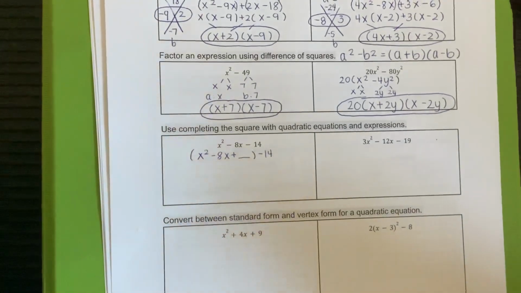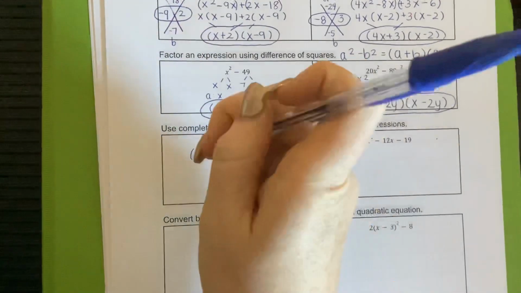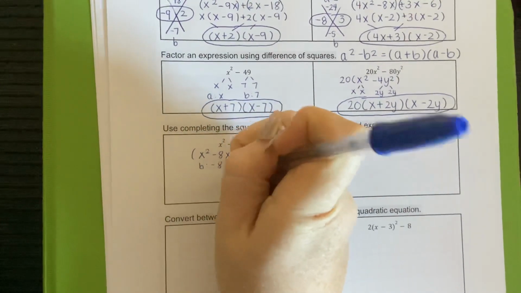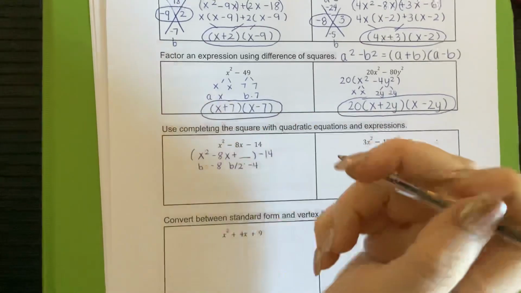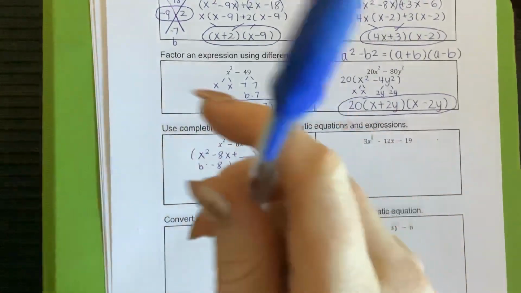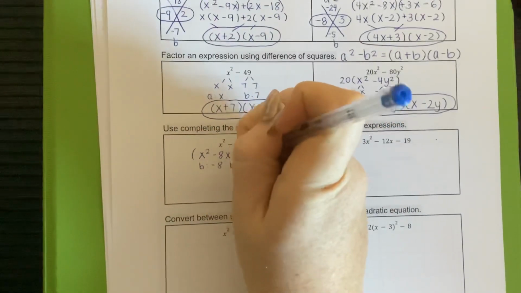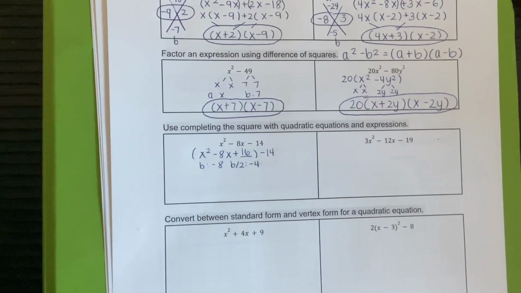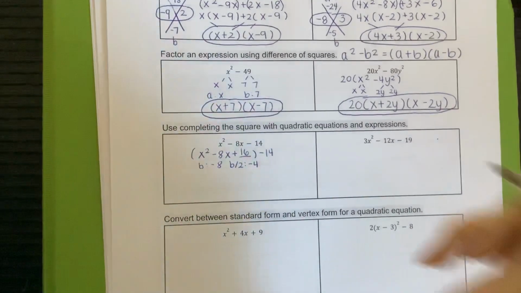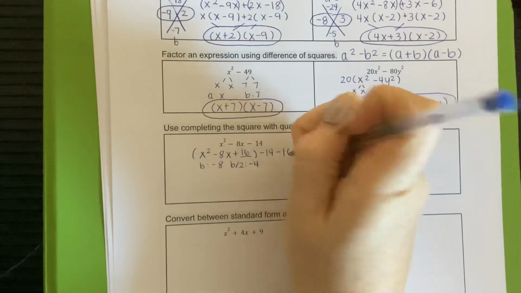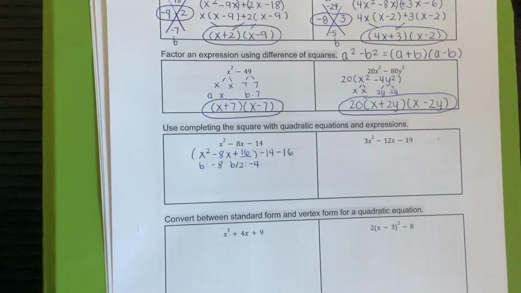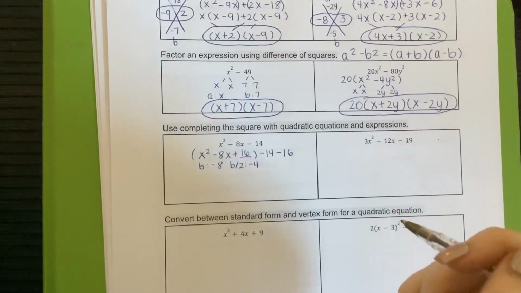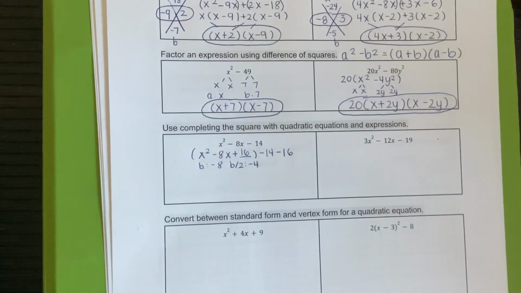Once you're set up like this and your a value is 1, you can start to complete the square. Your b value is negative 8, which means your b over 2 is equal to negative 4. Then we need to square that to get this term here. When we square that, we get a 16 here. Remember, when you complete the square, you cannot change the value of the equation. So if I add 16 inside the parentheses, I need to subtract 16 on the outside of the parentheses so that everything stays even.